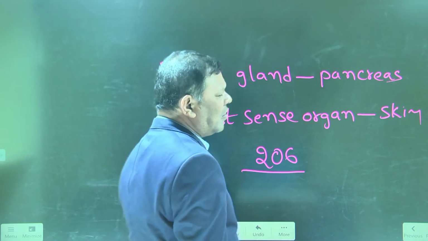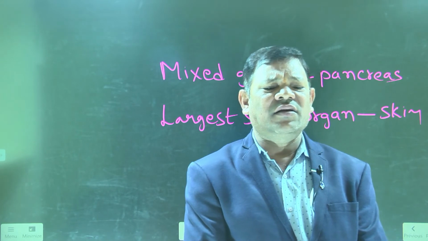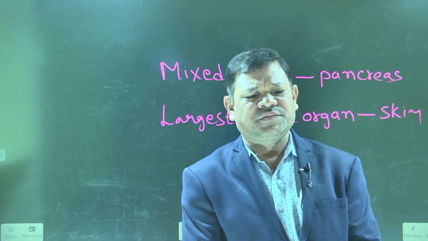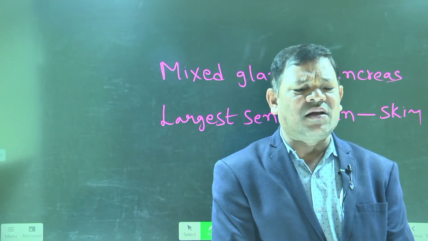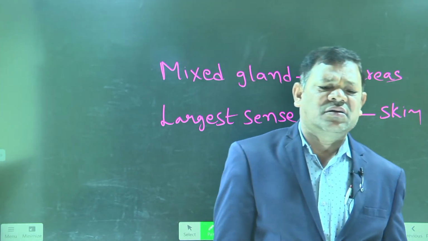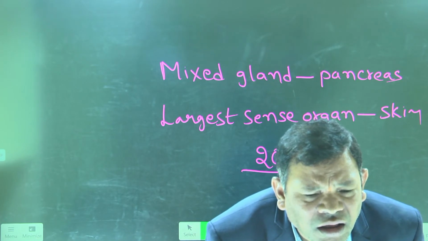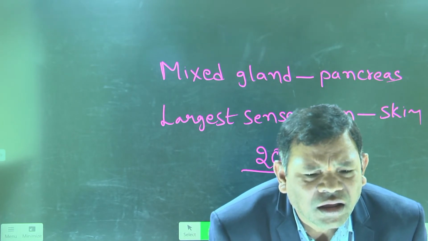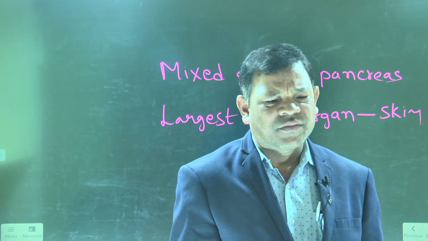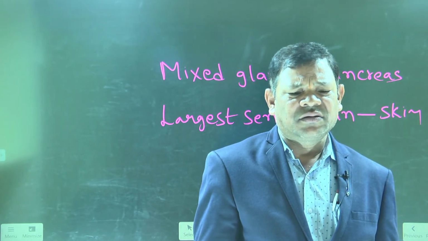Okay. What is the pumping organ in our body? What is the pumping organ in the blood circulatory system? What is the main important part? The pumping organ is nothing but the heart.